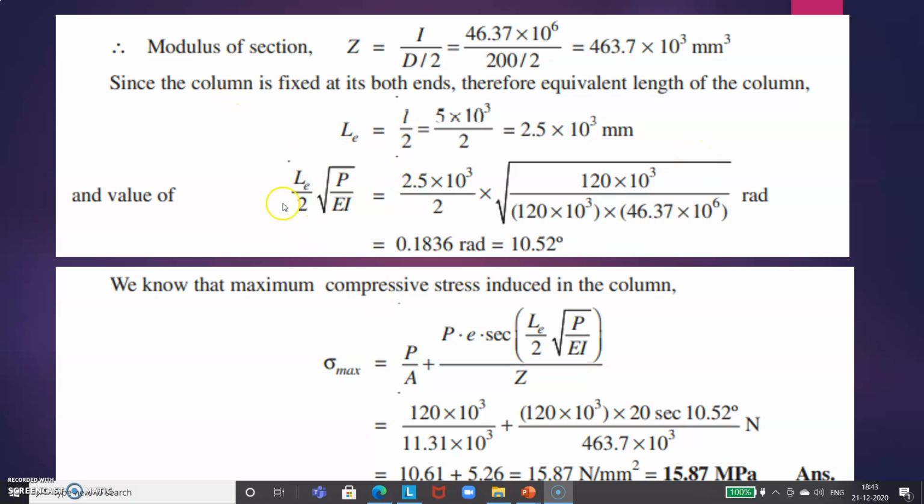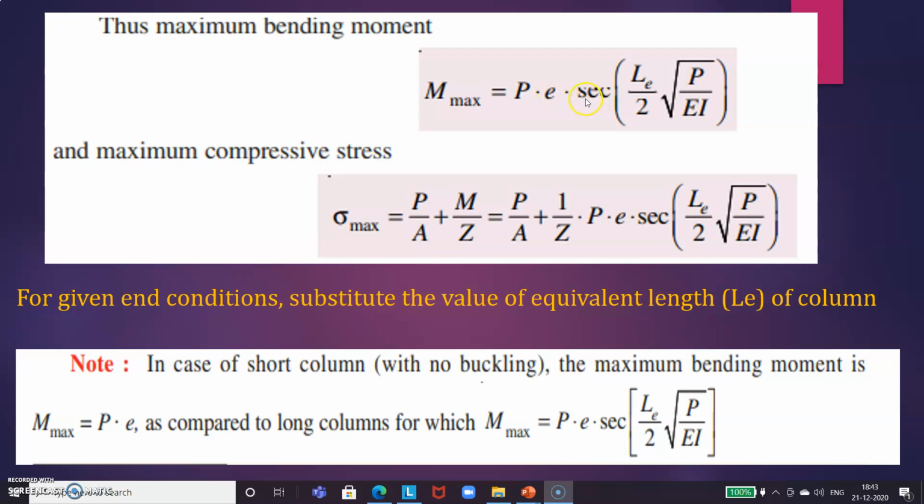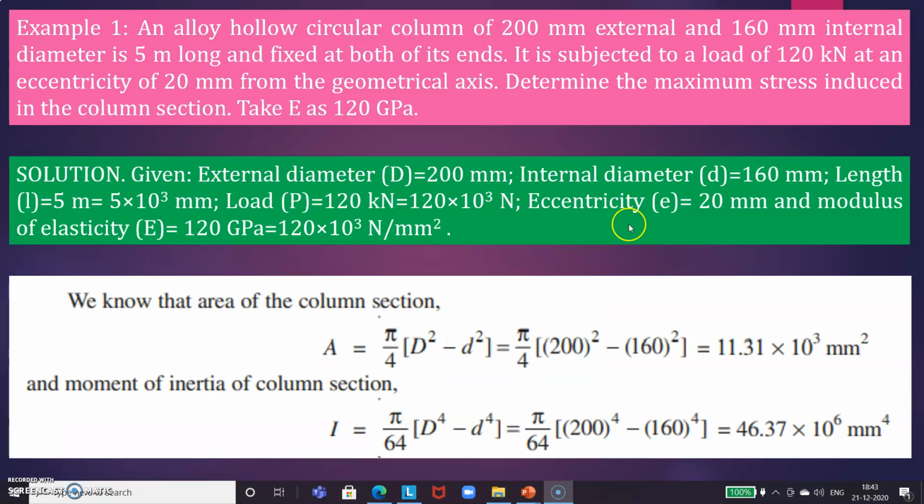Now let us calculate this. What is LE divided by 2 into square root of P divided by EI, because this is the equation right here. Secant of this you have to calculate. So let us first calculate LE divided by 2 into square root of P divided by EI. Substitute LE is equal to 2.5 into 10 raised to 3, divided by 2 into square root of P, which is 120 into 10 raised to 3. It is given.